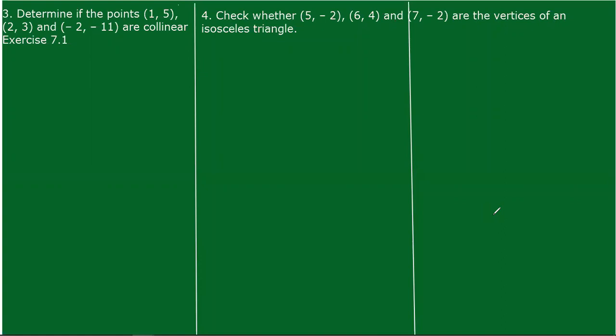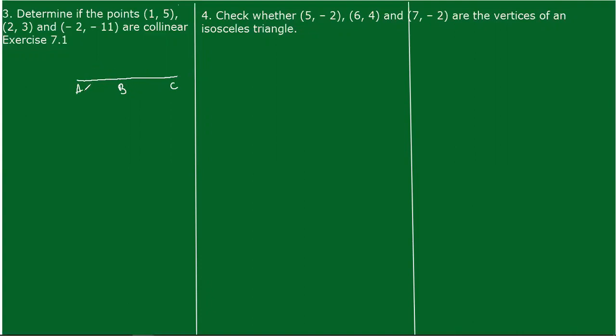So first of all we have to understand what collinear points are. Let me draw a line segment. Collinear means the 3 points should be on the same straight line. For example, I have 3 points A, B, C. The 3 points must be on one straight line, right?